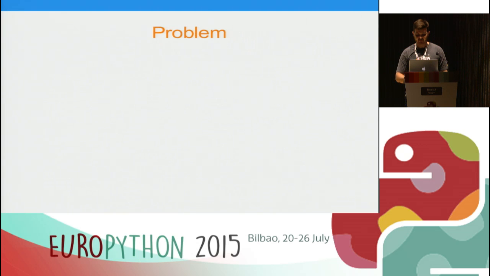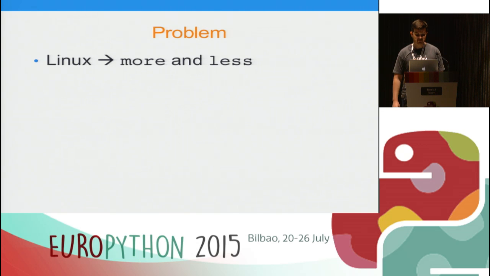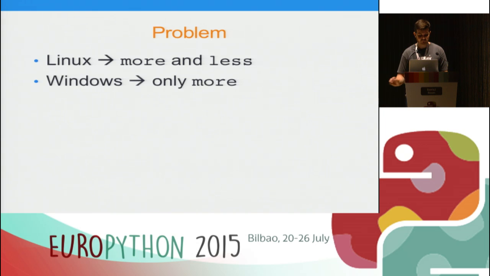The problem that we ran into was that Linux has the ability to use both more and less, but for Windows, you can only use more. We did not want to subtract any functionality based off the operating system, such as only deciding to use more no matter the operating system, because Linux has less, which is a little bit better pager to use. So ideally, we want Linux operating systems to use less, and Windows users to use more.